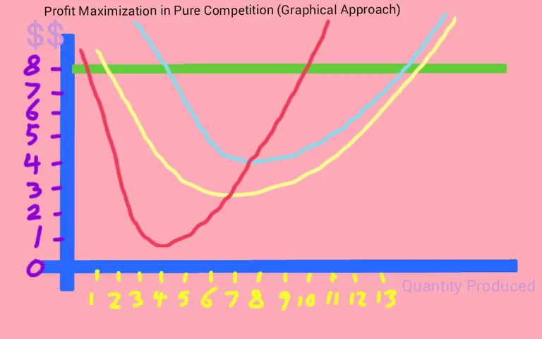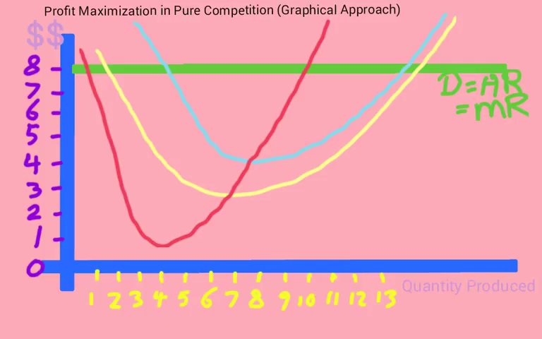As we know, a firm in pure competition has a horizontal demand curve. This demand curve is also its average revenue curve, which also equals its marginal revenue. In this graph, this perfectly competitive firm is selling its product for $8.